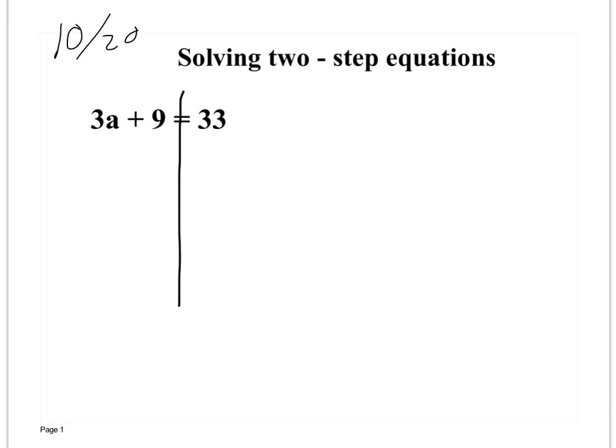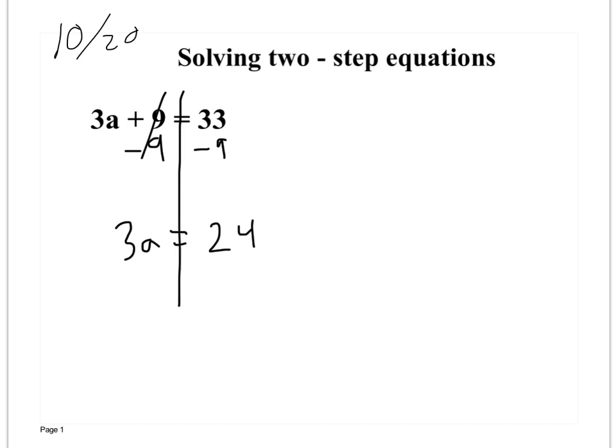So if it's 3 times a plus 9, order of operations, so I would times by 3 and then add 9. Okay, I go in reverse of that, the reverse of order of operations. Adding 9 is the last thing I did, so I'm going to subtract 9 first. So 3a is left on the left, and 24 is on the right.